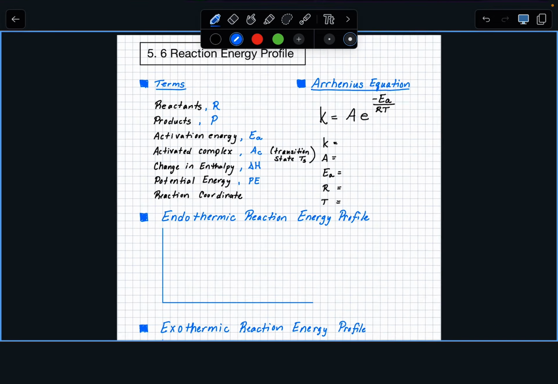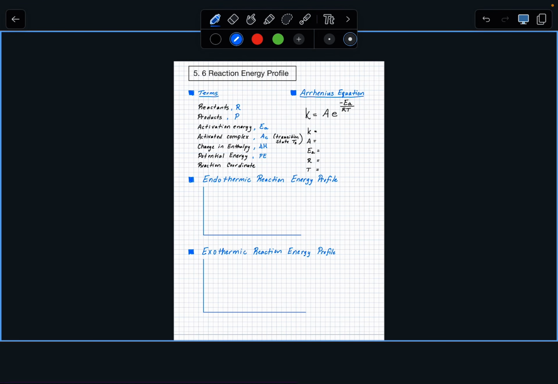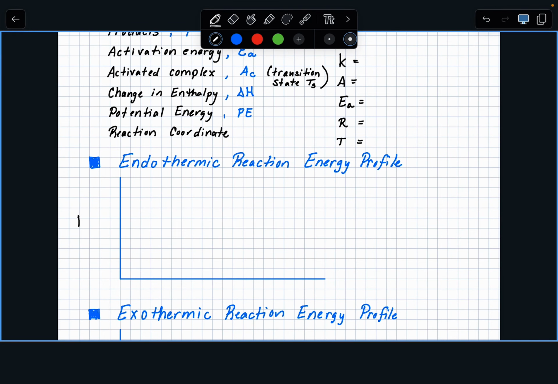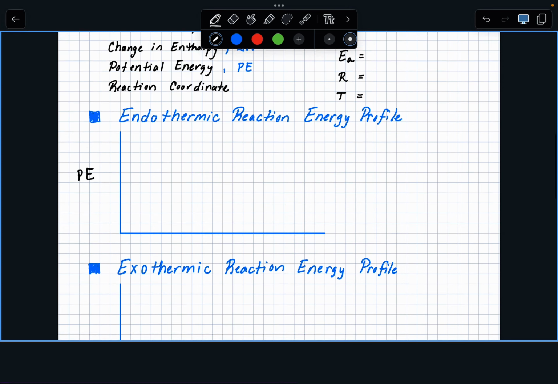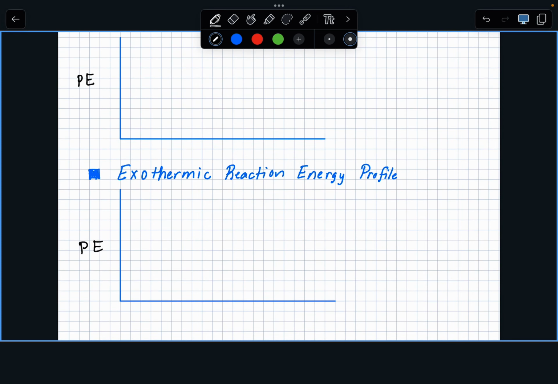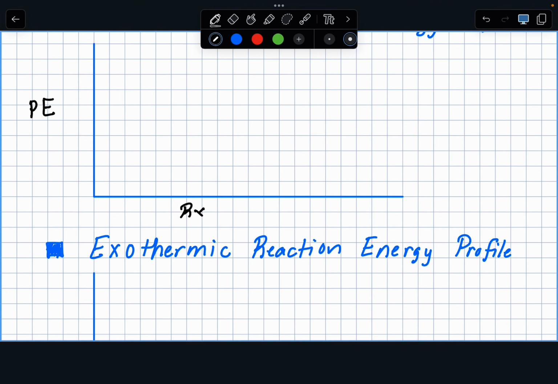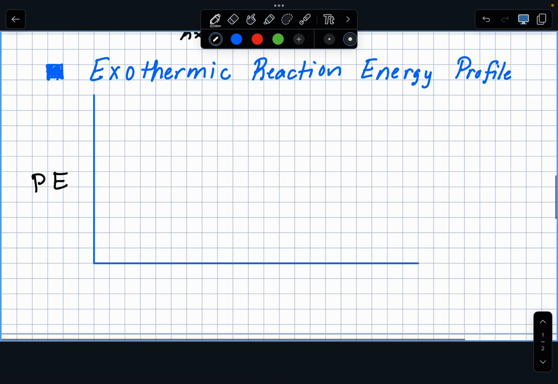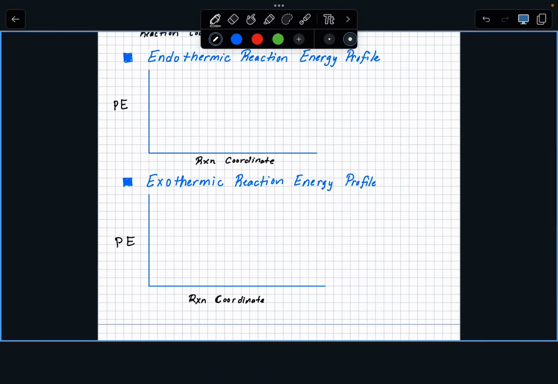So down here, we're going to draw two graphs, one for endothermic and one for exothermic energy profiles. So the first thing I'm going to have us do is draw where does it start and where does it end and what are the axes. For both of these, the axes are potential energy on the vertical axis, and then the bottom one is the reaction coordinate. I'm just going to write reaction and then coordinate like that. And same here. So it just means as time goes along, and the reaction proceeds. So it's kind of a blanket statement for just the reaction occurring.